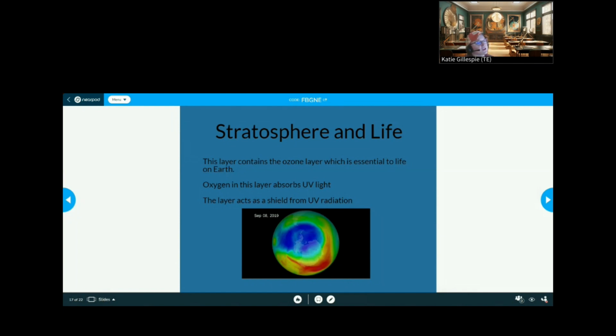The stratosphere, you need to know it contains the ozone. I think that's the second time I've said that. That's super important. Contains the ozone. It is essential to life. It absorbs UV radiation and actually allows us to survive here on Earth. Without this, we would not be able to exist in the manner in which we do.